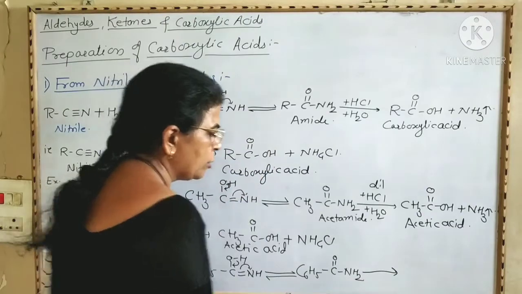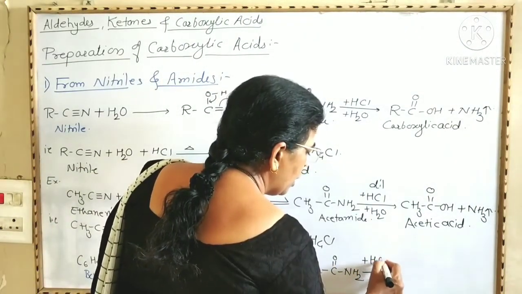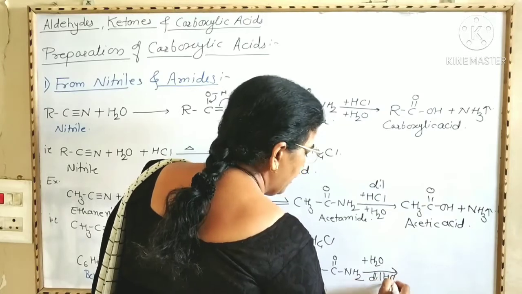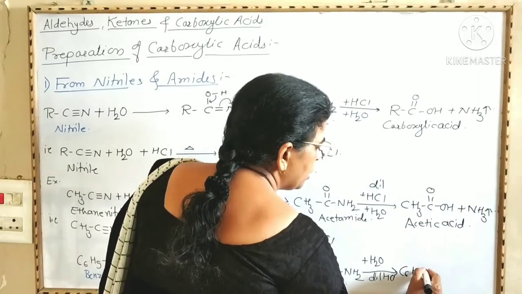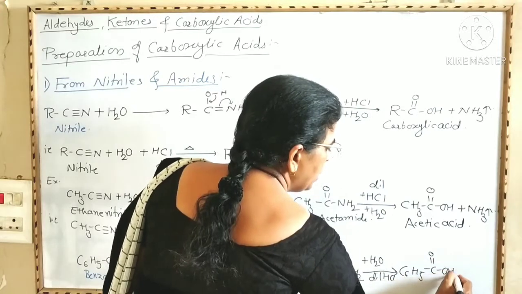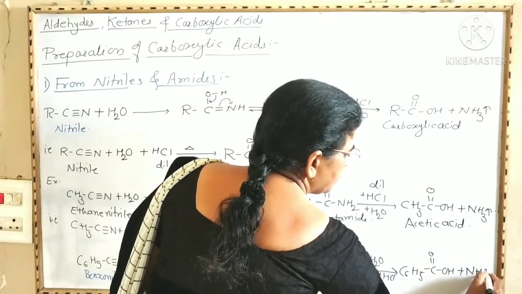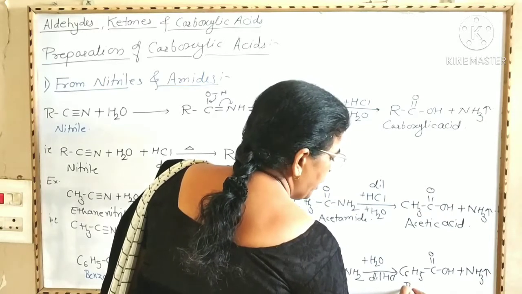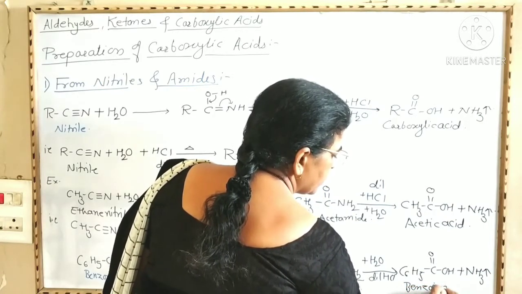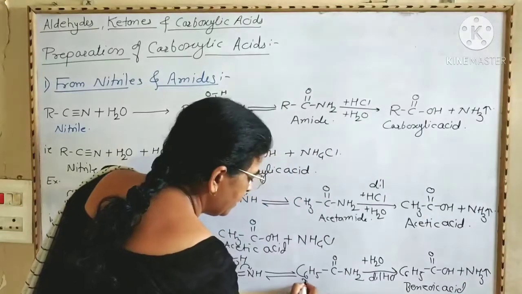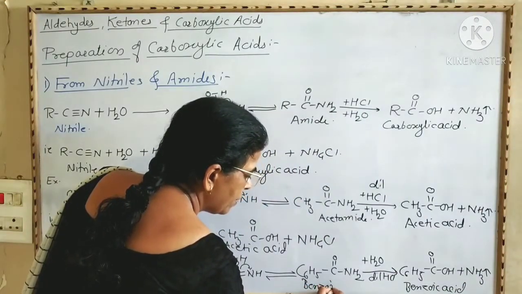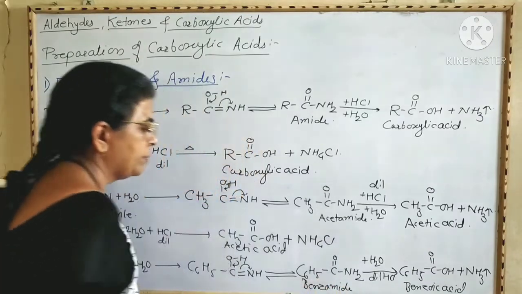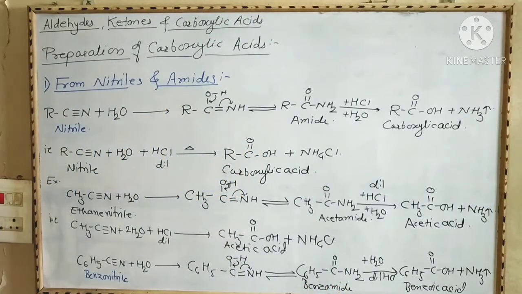and then it undergoes hydrolysis, that is addition of H2O is carried out in presence of dilute HCl to form C6H5 C double bond O OH plus ammonia. This is benzoic acid, and this is benzamide. In this way we can prepare aliphatic as well as aromatic carboxylic acid using nitriles and amides.